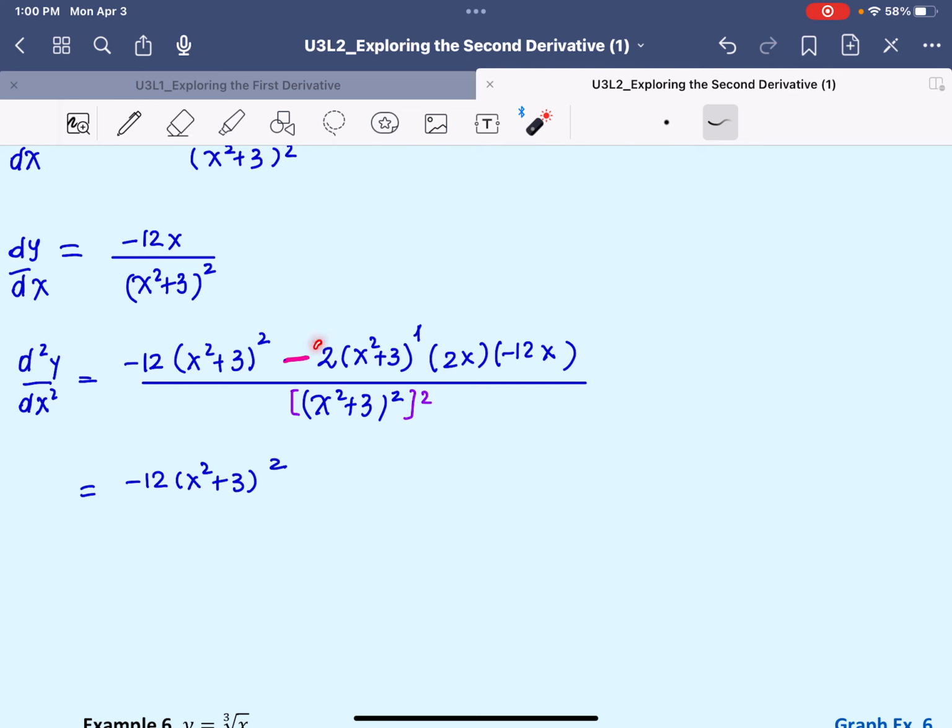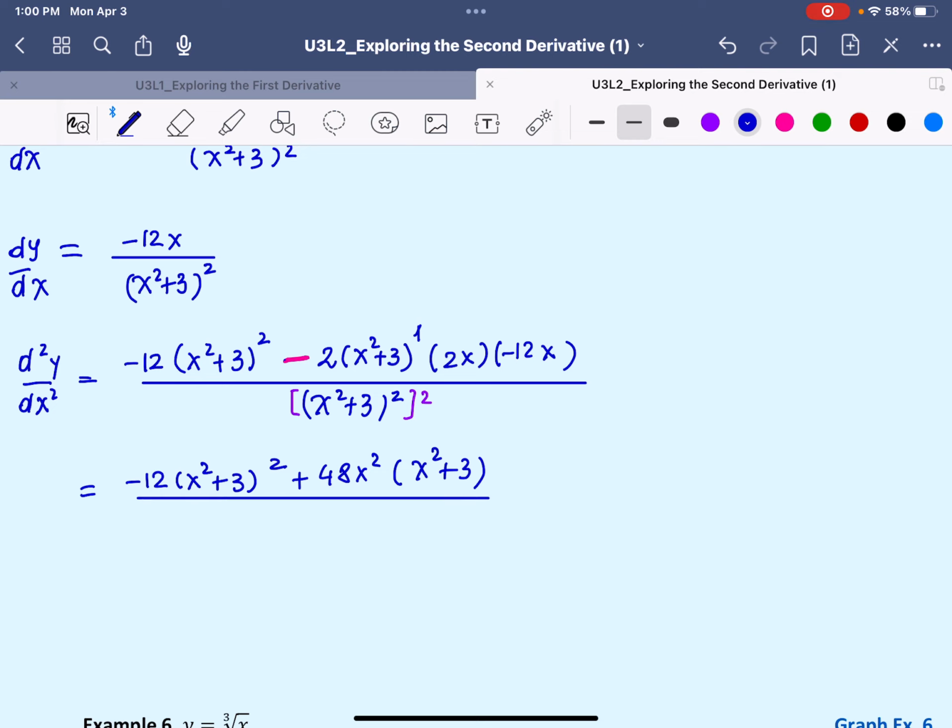In the second group of terms, you can combine the monomials. We can always combine monomials, and we should combine monomials at any time. So negative 2 times 2x, negative 4x, times negative 12x will give positive 48x to the power of 2. And then we have x squared plus 3 to the power of 1. We don't need to write that power. And this will be divided by x squared plus 3 to the power of 2 squared, which will be a power of 4.